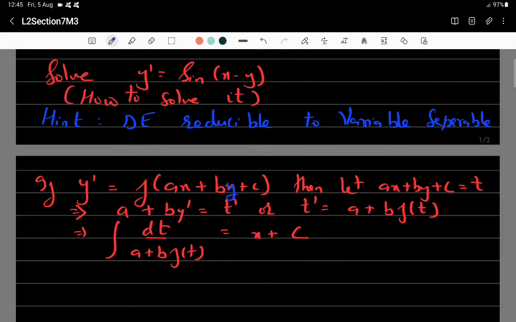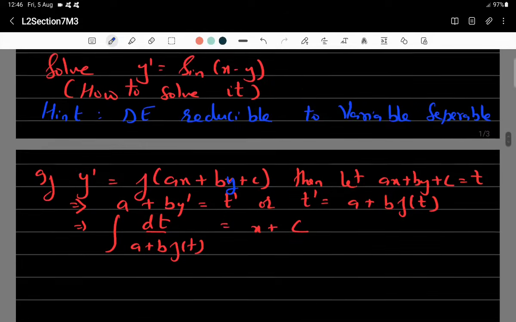t dash is equal to a plus b f of t, and therefore you can separate the variables, and integrating on both sides will give you the required answer. Now use the same technique to solve the differential equation y dash is equal to sin x minus y.